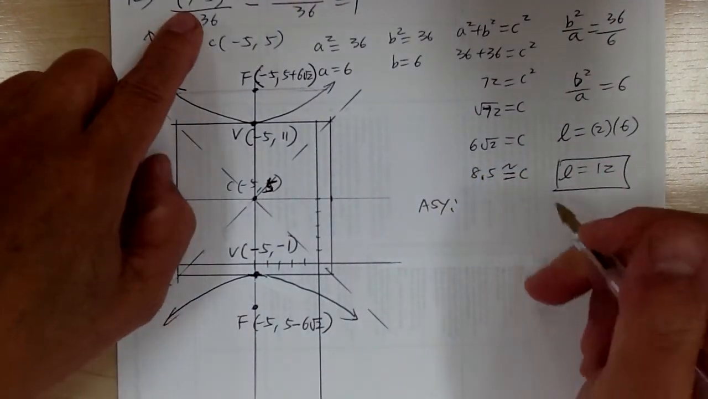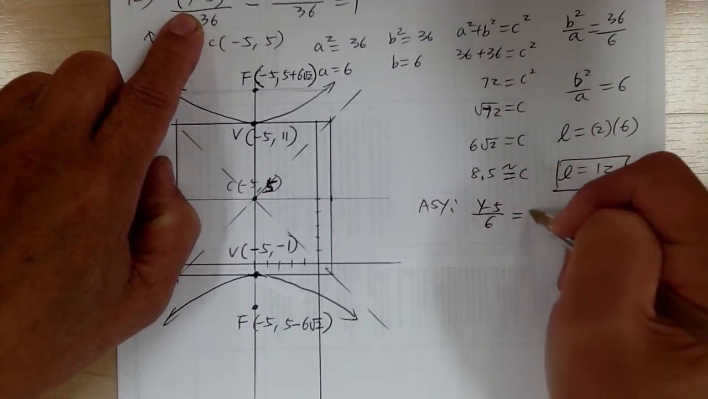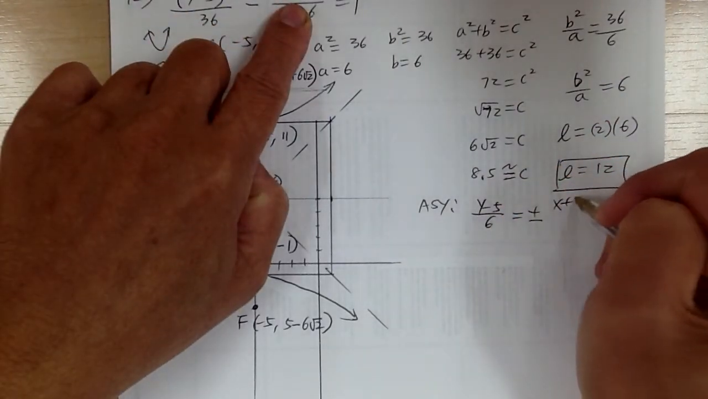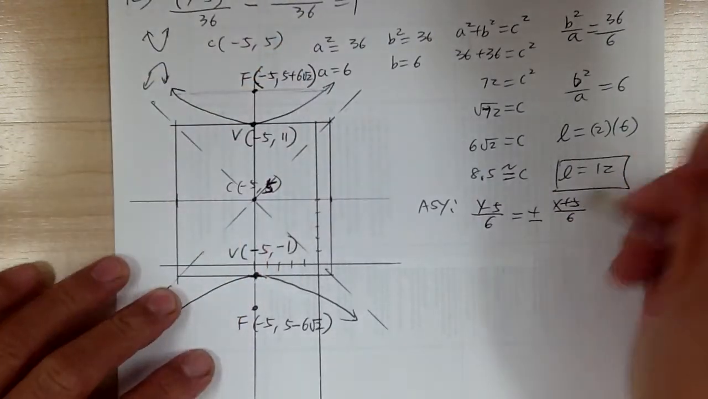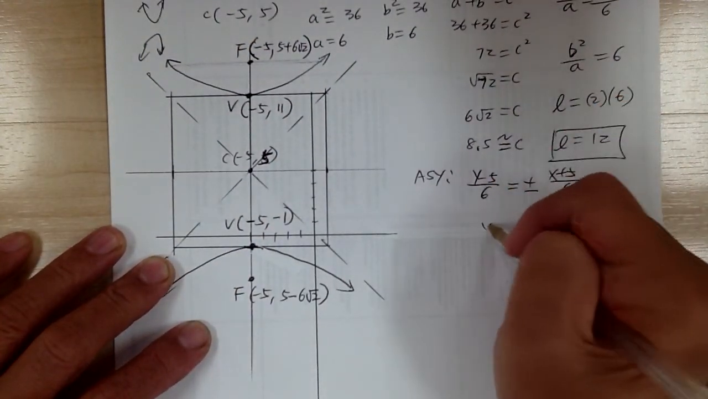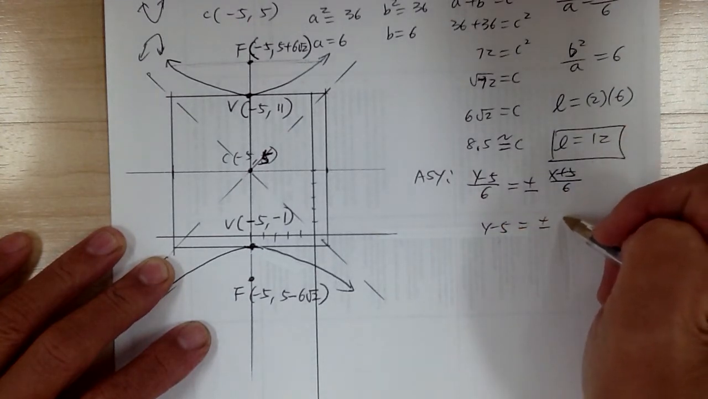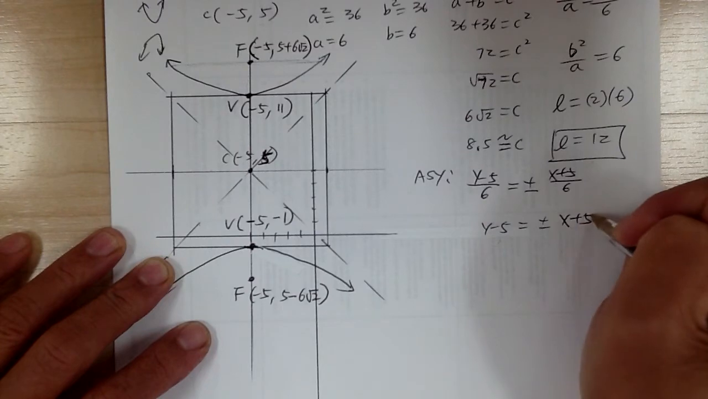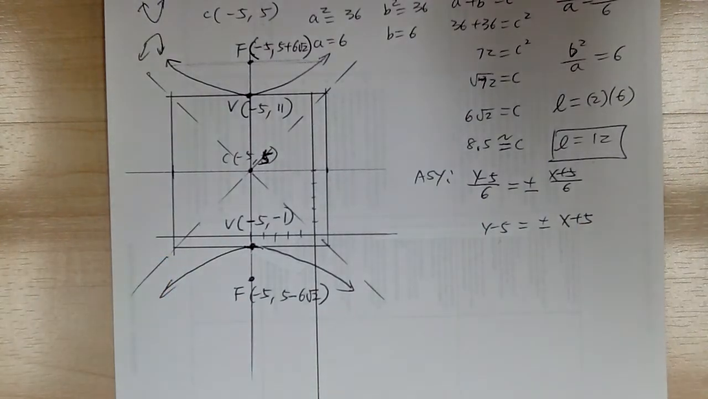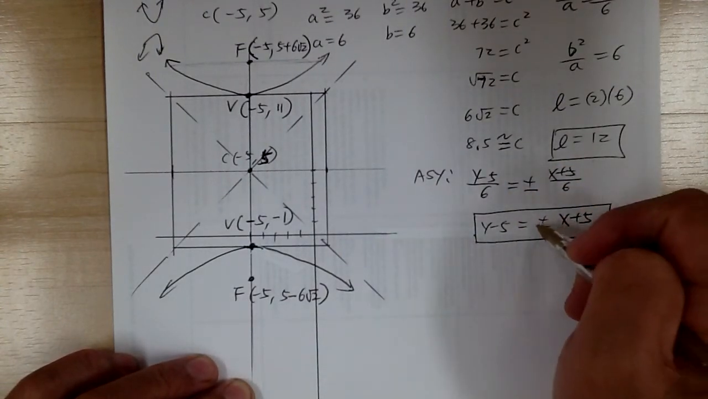Okay, you can just take the square root of that. So it would be (y minus 5) over 6 equal to plus or minus (x plus 5) over 6. Multiply both sides by 6. So you got y minus 5 equal to plus or minus x plus 5. And if you just leave it like that, that's fine.